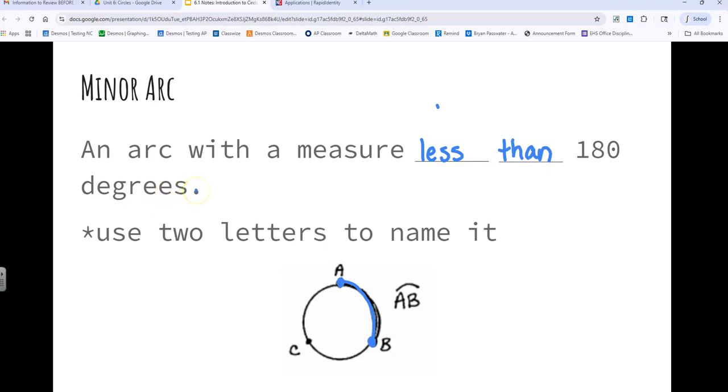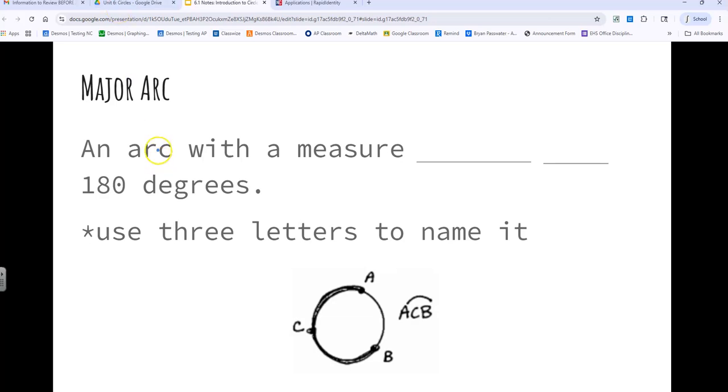360. All right, a major arc is an arc with a measure greater than 180 degrees. We're going to need to use three letters to name this, because if we don't, it's going to look like it's just the minor arc, right? If I called this AB, it would look like it was just the shortest distance from A to B. So if I want to name this arc, I would have to name it ACB.